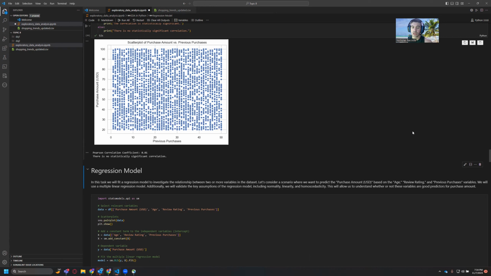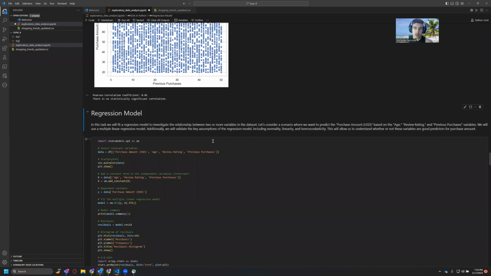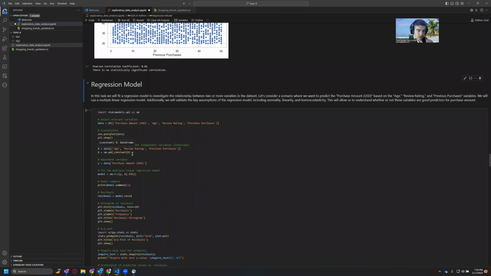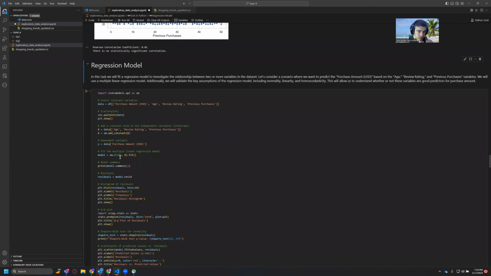So in this, we want to fit the age, review rating, and previous purchases variables into a regression model, and then understand if we can use that to predict what the purchase amount would be. To do that, first we create a pair plot to understand the scatter of our data, and then we can plot the age, review rating, and previous purchases into our X variable, and use the purchase amount as our Y variable.